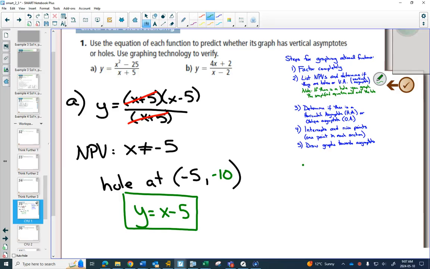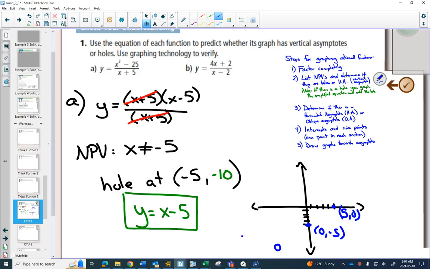And as a result, I can now graph, well, I need to graph this line, x minus 5. What do I know about this line? I know this line has a y-intercept at 0, negative 5. It has an x-intercept at 5, comma 0. And I know that it has a hole at negative 5.